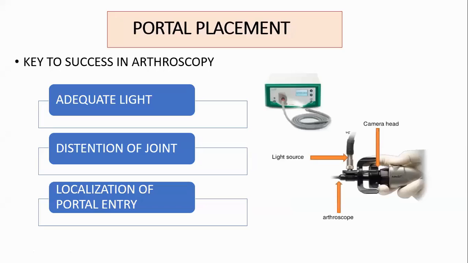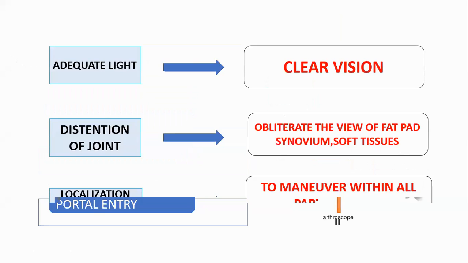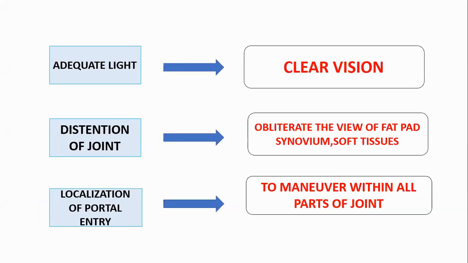For proper portal placement, there are three key steps in arthroscopy. They are adequate lighting, adequate distension of the joint, and localization of the entry point. Adequate light is essential for clear visualization of all the structures. For maintaining adequate light, we have to properly maintain the fiber optic cables and regularly cleanse the arthroscope. Distension of the joint is essential for obliterating the view of the fat pad, synovium and soft tissues. Localization of the entry point is very important for maneuvering within all the parts of the joint.